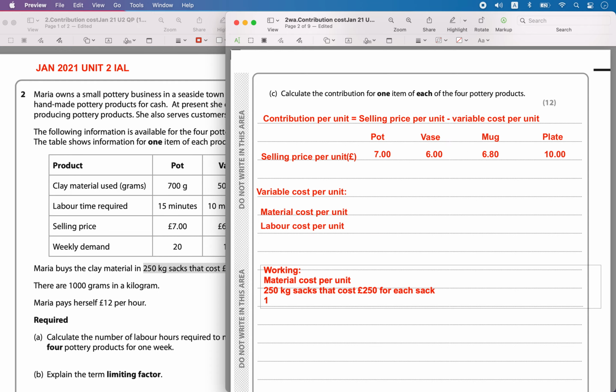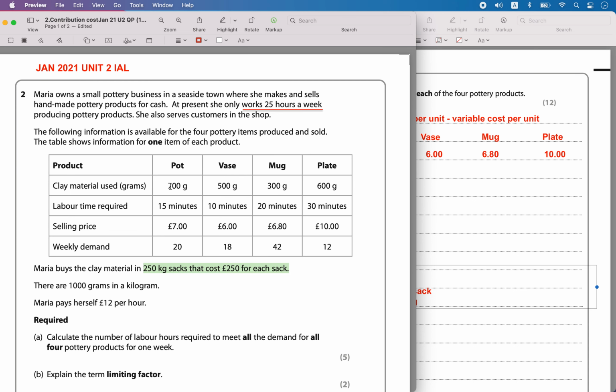What is the amount we have to find? For 1 kg, it is equal to 250 pounds divided by 250 kg. That is equal to 1 pound per kg. So that is costing 1 pound per kg. If 250 kg costs 250 pounds, 1 kg will cost 1 pound per kg. Okay, that is the thing.